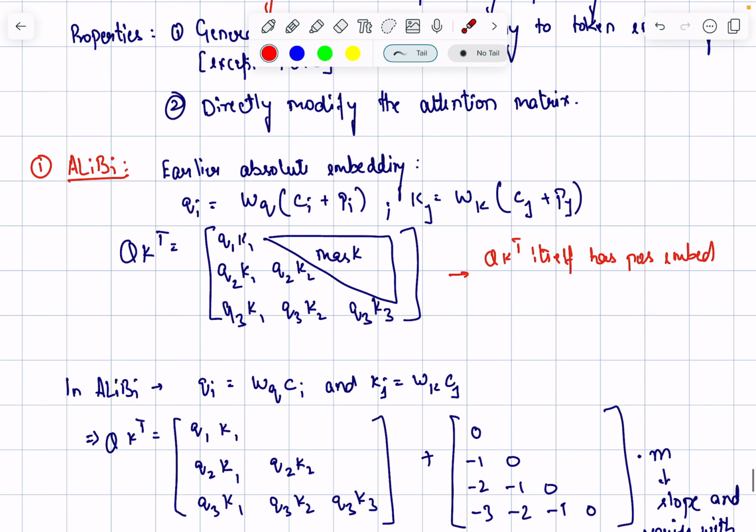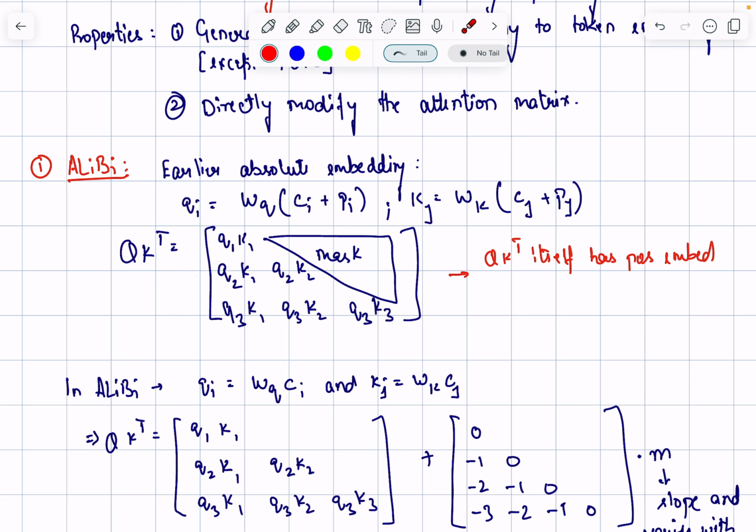There may be some variations of it. The very first popular paper on this was ALiBi. In this paper, earlier absolute embeddings were like this: Wk times ci is the content embedding and pi is the position of that, and similarly you compute the kj, which is the jth query. We compute QK transpose like this: q1 k1, q2 k1, q2 k2 and so forth, and this is the mask that we have.